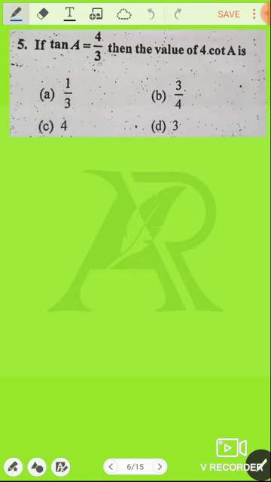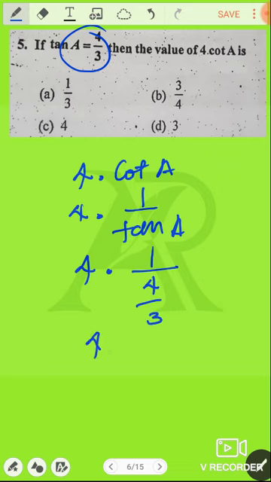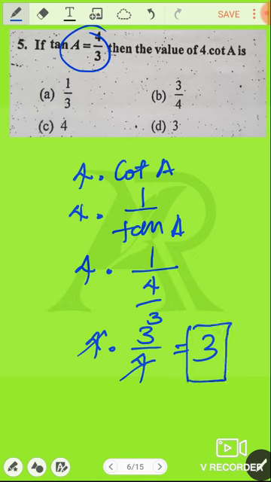If tan A equals 4 by 3, then the value of 4 cot A is? We need to find the value of 4 cot A. We know that cot A equals 1 by tan A. Therefore, I can substitute the value of tan A, 4 by 3, into this. It will become 4 into 1 by 4 by 3. Now if I take 3 up, it will become 4 into 3 by 4. 4 and 4 will get cancelled. I will be left with 3. Therefore, the answer is 3.